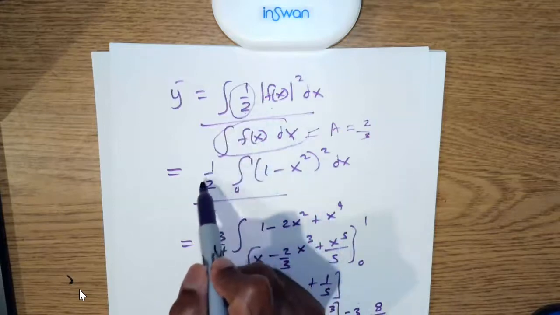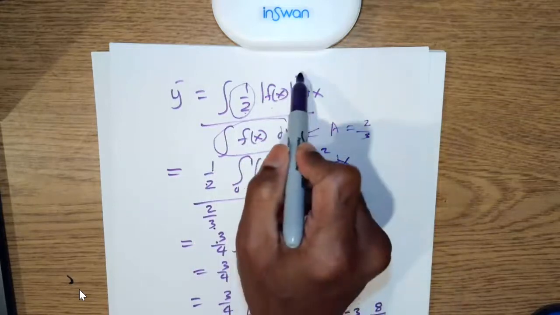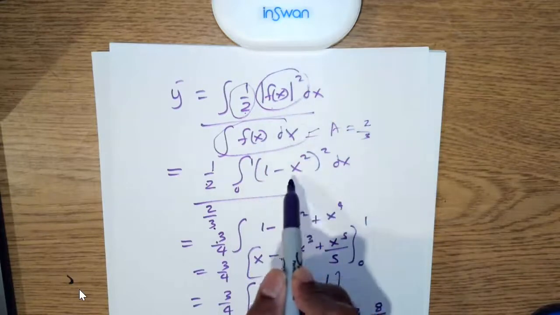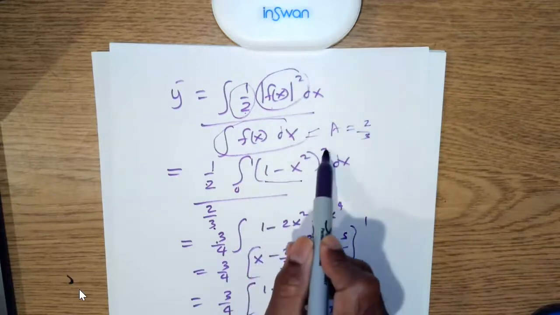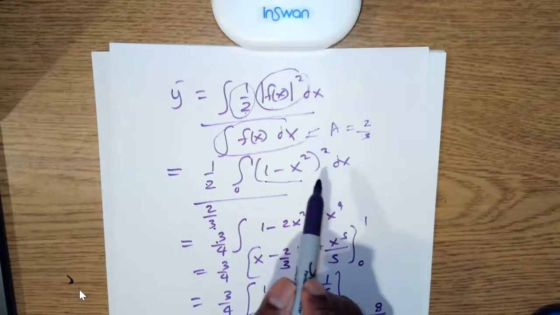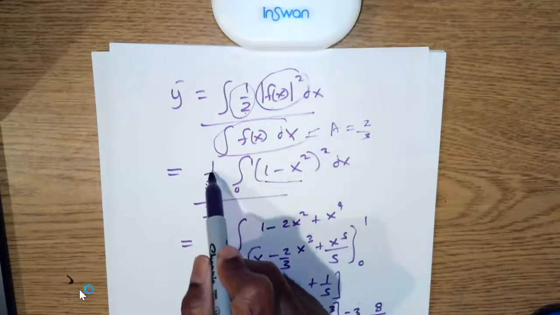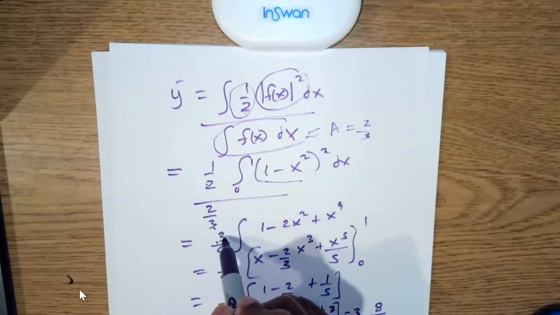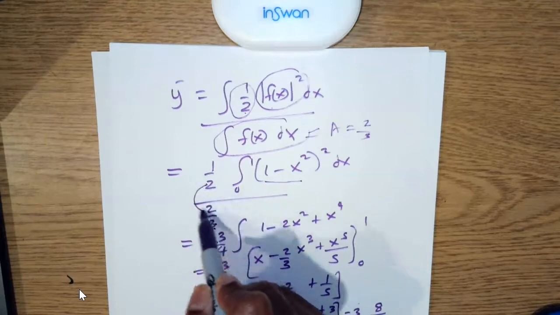And let's take the 1/2 outside. It's a constant, and then you need to square the function. Remember to do that, okay? So the function is 1 minus x squared. You square that and take dx. So if you simplify that, you get 3 over 4, right? So 3 goes up to the front, 2 times 2 is 4.